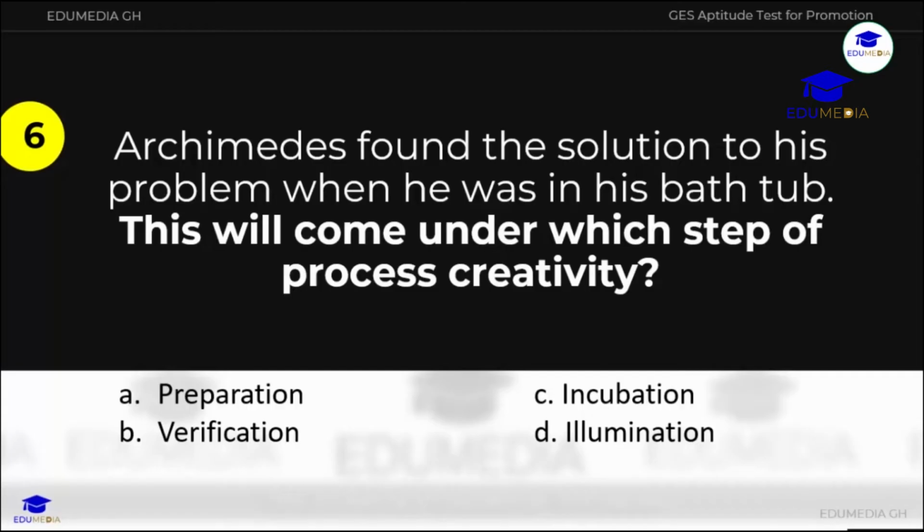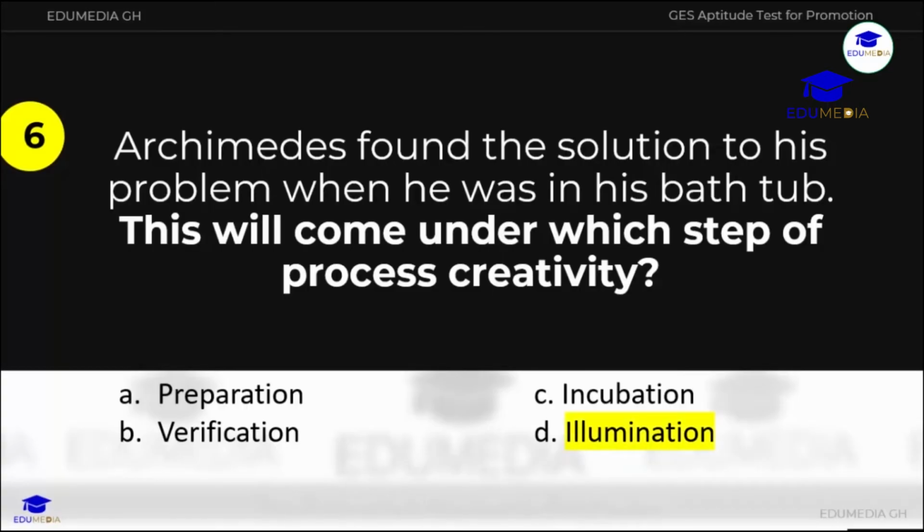Question number 6. Archimedes found the solution to his problem when he was in his bathtub. This will come under which step of process creativity? Option A. Preparation. Option B. Verification. Option C. Incubation. And then option D. Illumination. The correct answer is D. Illumination.